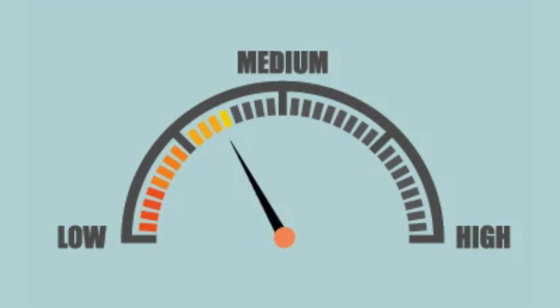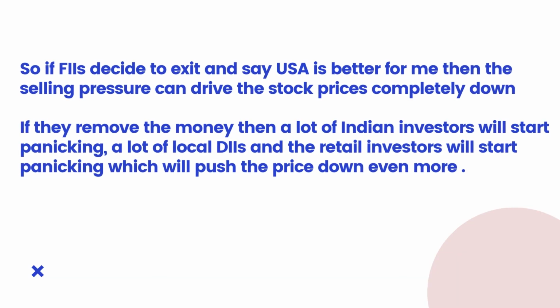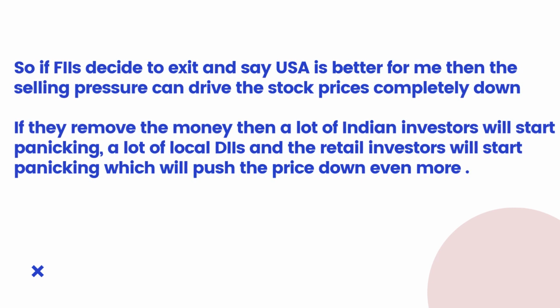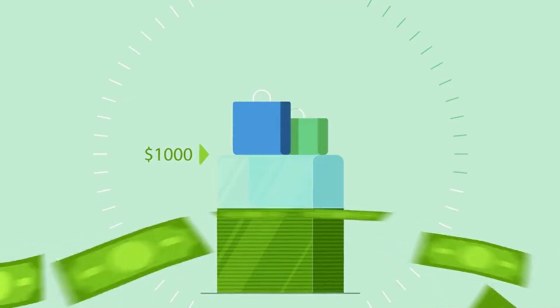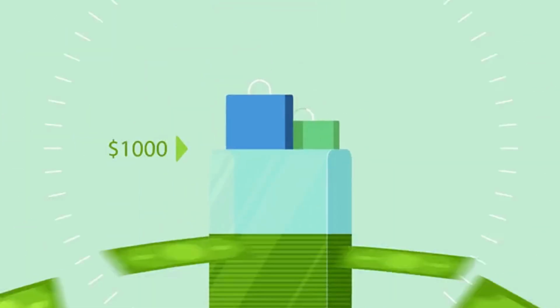So whenever there's a risk-free asset, or whenever it is safe, a lot of people might remove their money from the stock market. If FIIs decide to exit and say the US is better for me, then the selling pressure can drive the stock prices completely down. And if they remove the money, then a lot of Indian investors will start panicking. A lot of local DIIs and retail investors will start panicking, which will push the prices down even more. Now this is how putting more money into the system makes inflation come into the picture and increases the interest rates, and then it might directly affect the stock market.